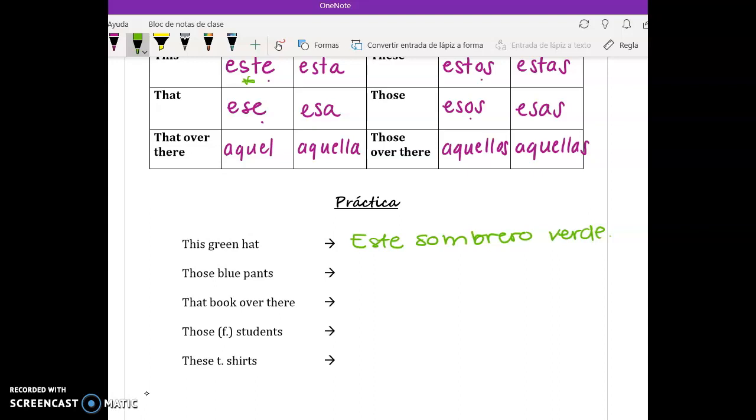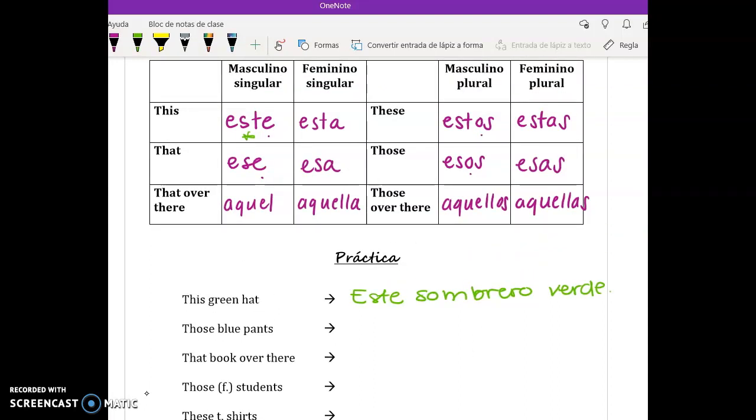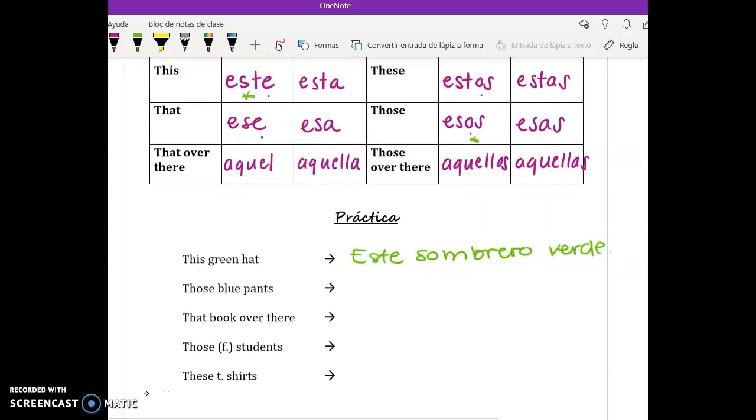Okay, so now moving on to those blue pants. First, let's think it through. How do we say pants? Pantalones, right? And pantalones is los pantalones, so we know that it's masculine, we know that it's plural, and we're looking for those. So we'll find that in our chart. Masculine, plural, and those. Okay, so we're going to use esos. So esos, and we know pantalones comes first and then our color. And azul. Azul is the color, but remember when a word ends in a consonant, we need to add an es to make it plural. So azules.